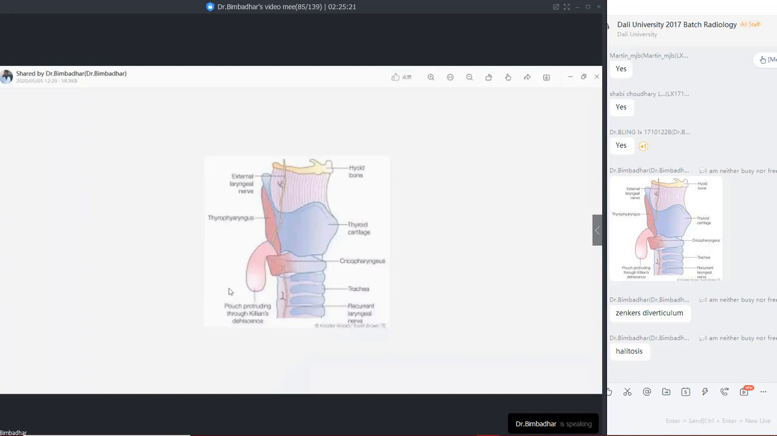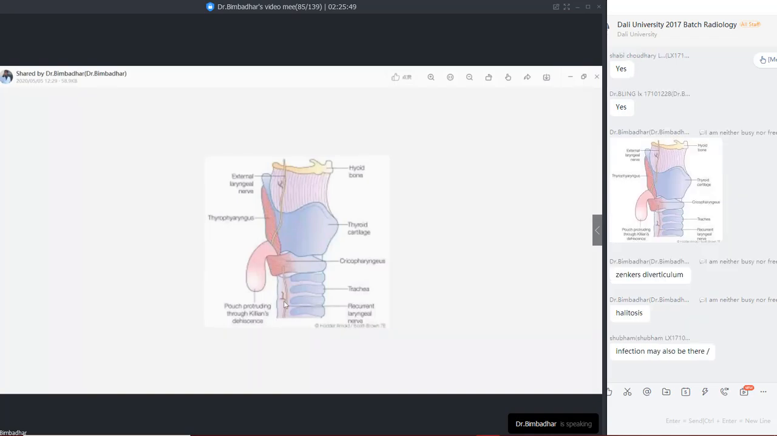And why is this condition happening? It is because of neuromuscular incoordination. There may be a problem between the external laryngeal nerve and the recurrent laryngeal nerve. If the patient underwent a parathyroid resection, or a surgery related to goiter or thyroid carcinoma, the most important nerve that tends to get injured first is the recurrent laryngeal nerve.